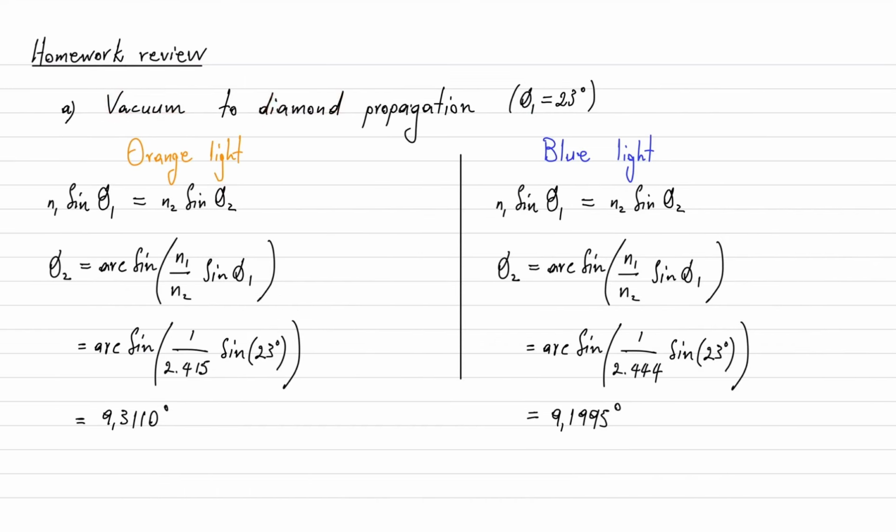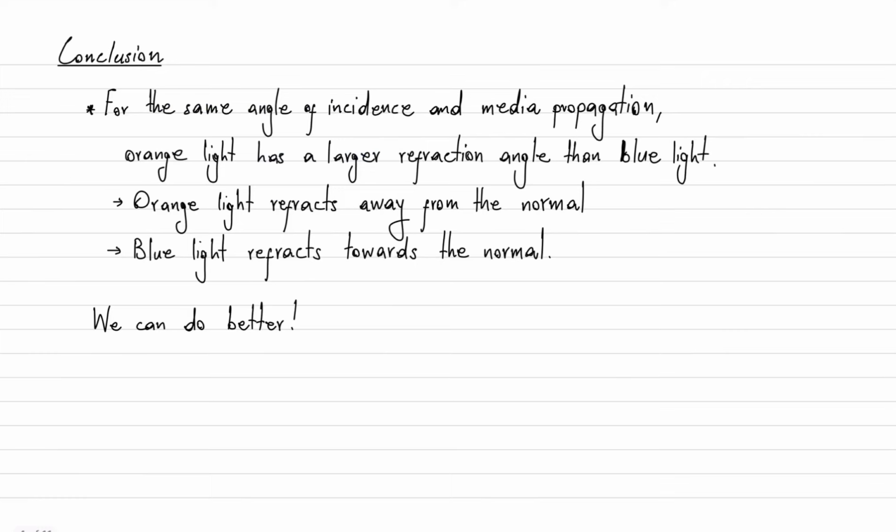That would not allow us to reach a reasonable conclusion. Okay, so this is what it looks like at face value. The point is, orange light has a larger angle of refraction than blue light. A better way of phrasing this is that orange light refracts away from the normal line. Remember, the normal line is the line perpendicular to the medium at the interface where the two media meet. It's the line perpendicular to those.